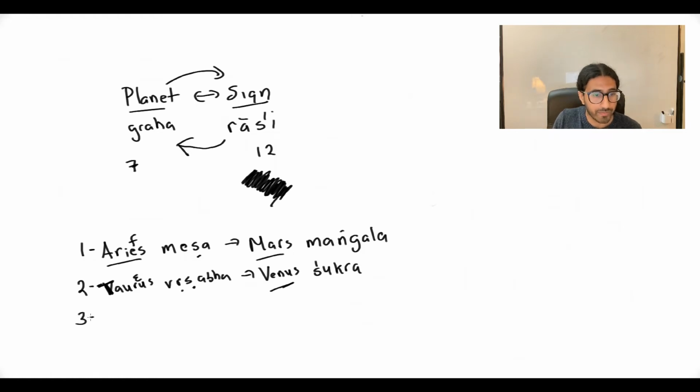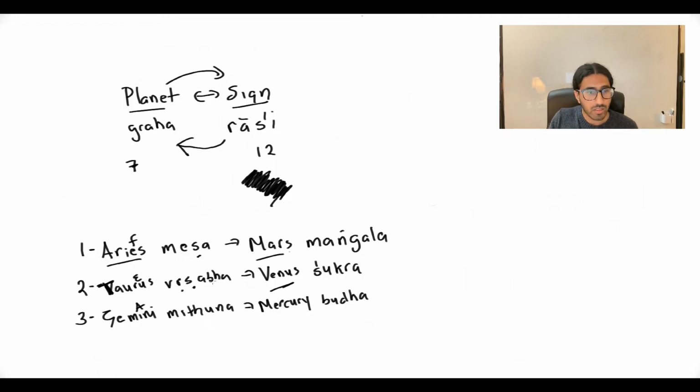We have to commit these to memory. 3, Gemini. Gemini in Sanskrit called Mithuna is ruled by Mercury, called Buddha. And Gemini, the air sign. So Aries is ruled by Mars, Taurus is ruled by Venus, Gemini is ruled by Mercury. 4, we have Cancer, which is a water sign called Karka. And that is ruled by the Moon, called Chandra. So Cancer, Gemini, Taurus, Aries, in these directions. And these are the planets that are ruling these elemental zones, or these rashis.